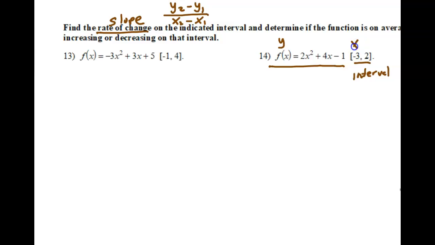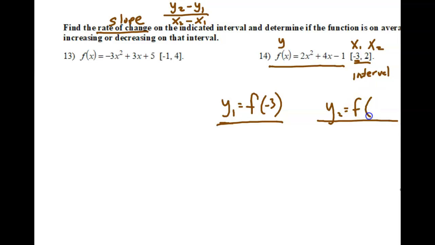We're starting here at -3, so I'll call that x1. And then we're stopping here at 2, which I'm going to call x2. So the first thing I want to do is find out what is f of -3. That'll give me my y1, because if you plug in x1, that'll tell you y1. And then I want to find my y2 by plugging in my x2 value, which is 2. So let's go ahead and do that.